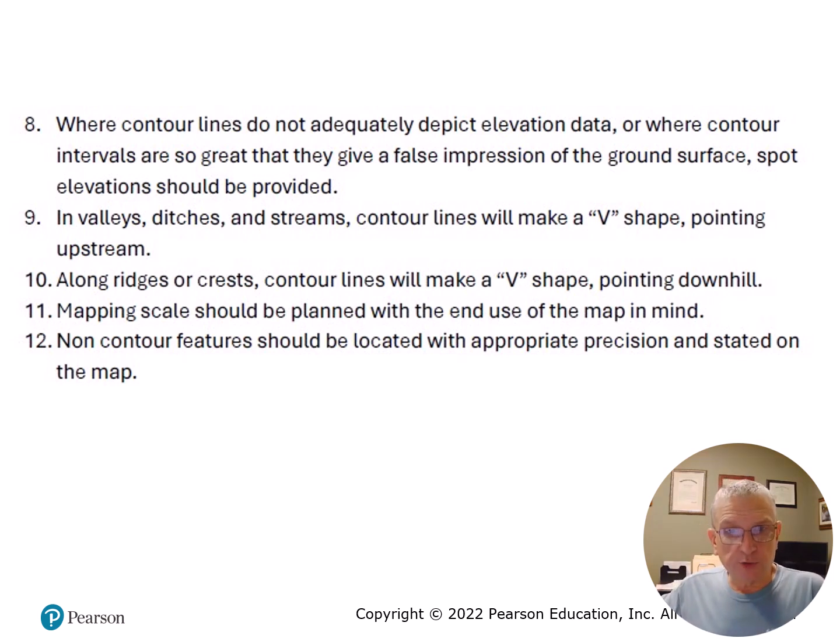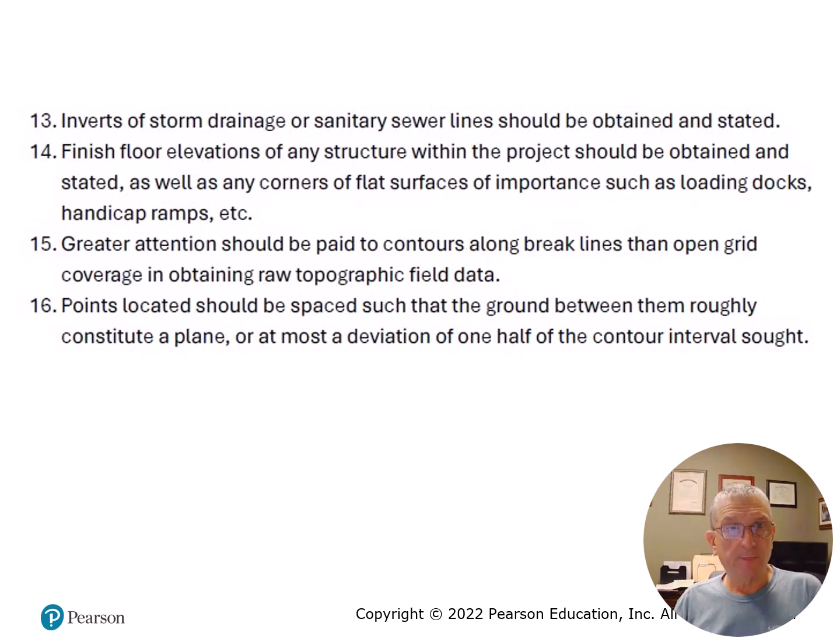Number 12, non-contour features should be located with appropriate precision as stated on the map. These are some of the features that we're talking about that are important, such as inverts of storm drainage or sanitary pipes, finished floor elevations. Those things should always be added because you need them if you're going to add on to a building or tear down a building and build a new one or whatever. You need to know what the floor elevation is, whether it's an elevated floor or a slab floor. And 15 and 16 we'll talk about more in the next module.